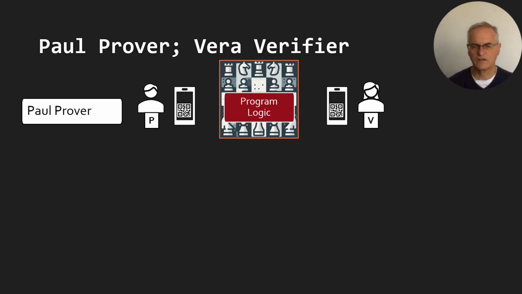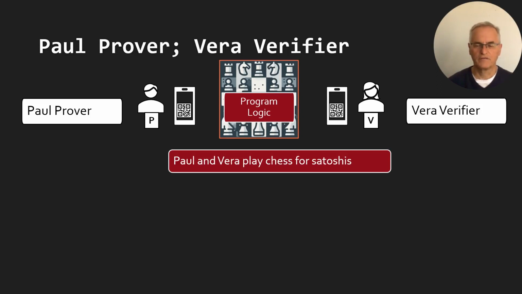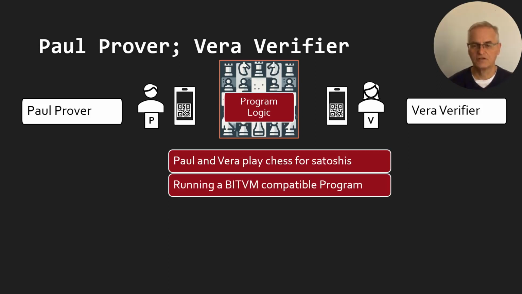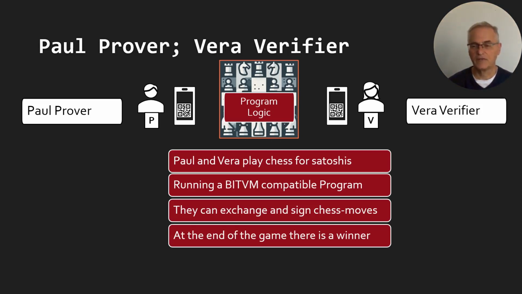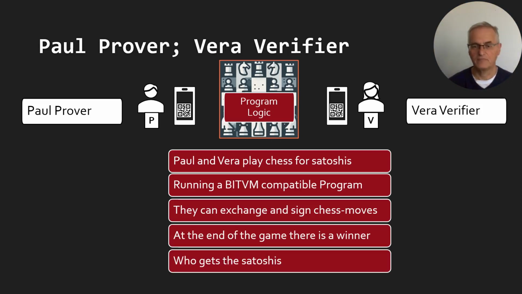So as stated, Paul is the prover and Vera the verifier. Paul and Vera play chess for Satoshis. They run this BITVM compatible program. They can exchange and sign chess moves, which is part of their program. And at the end of the game, there's a winner. And the winner gets the Satoshis.